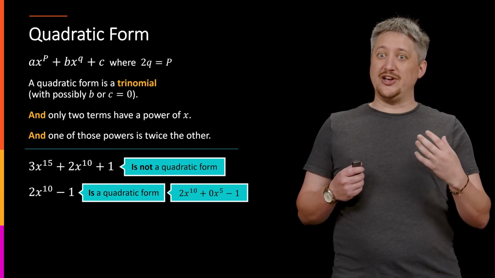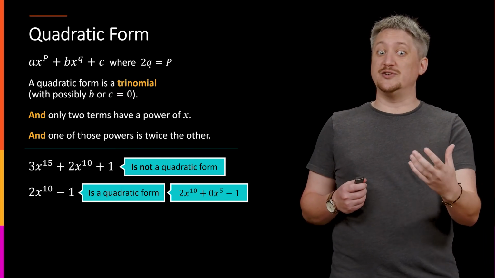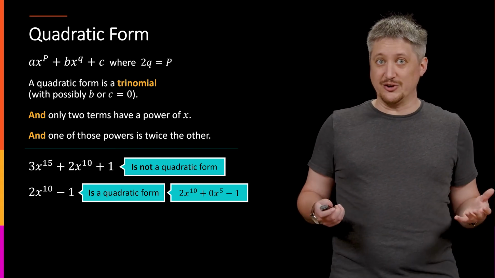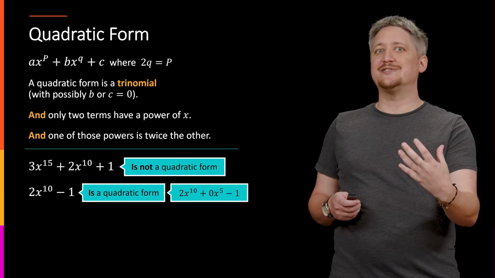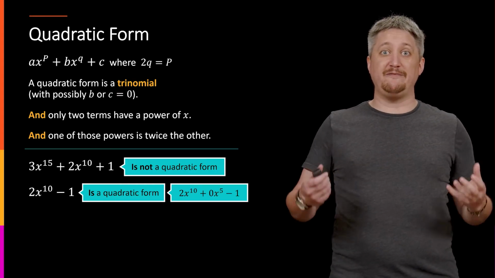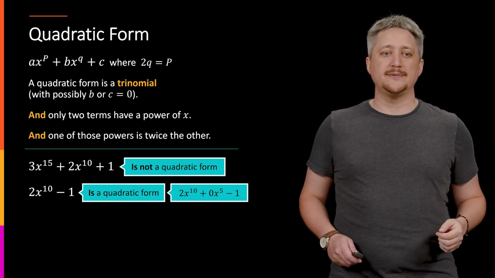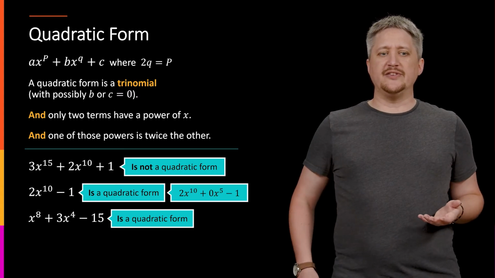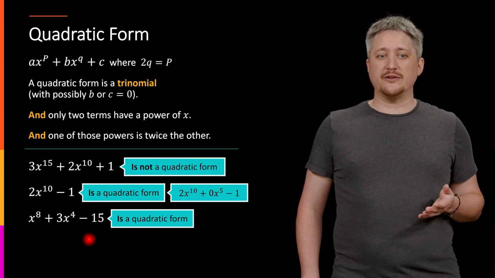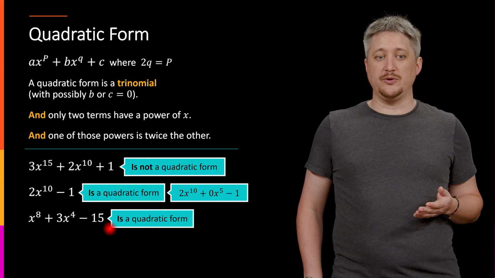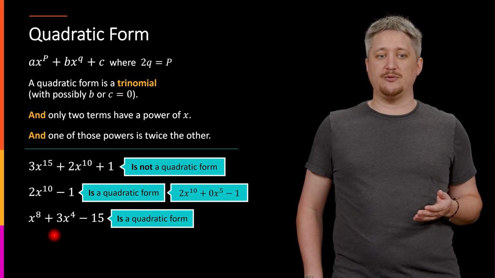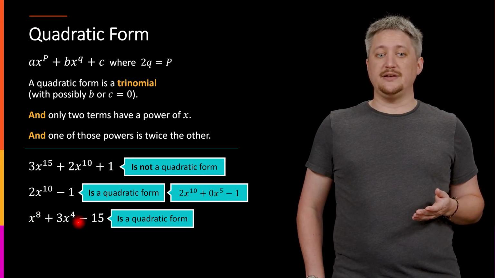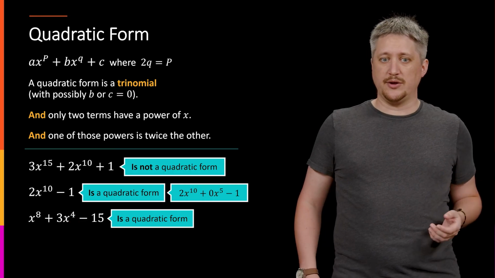Two of them have the power of x, and one of those powers, 10, is twice the other. So we can inject this zero coefficient term, 0x to the 5th, which is just 0, but we can put it in there, that's what I was saying earlier, in order to make it fit this quadratic form, okay? If we look at this next one, again, this one is a quadratic form, right? Because again, trinomial, three terms, one's constant, two have powers of x, one of them, 8, is twice the power of the other, 4, okay?